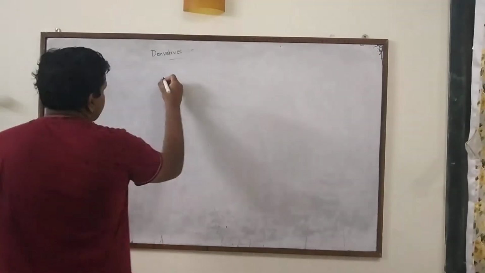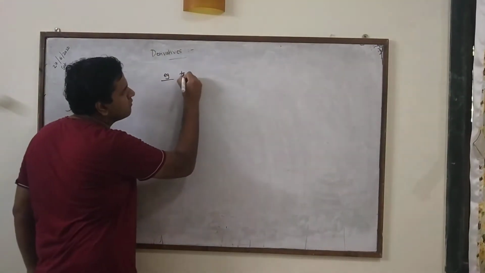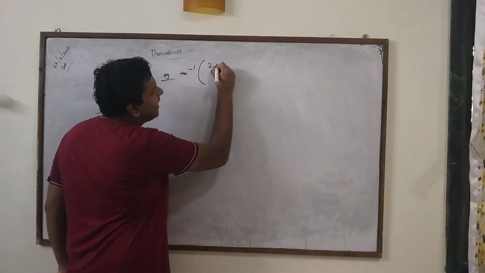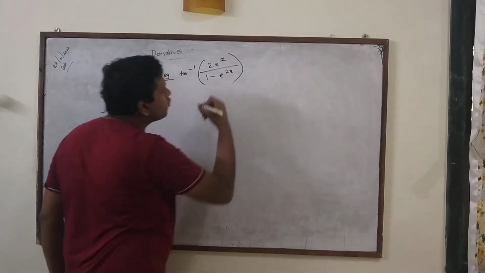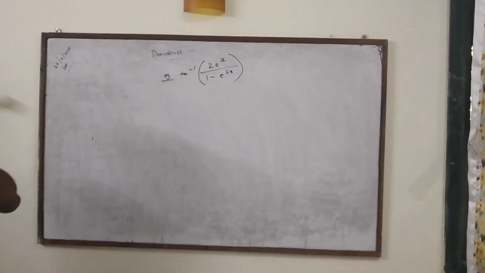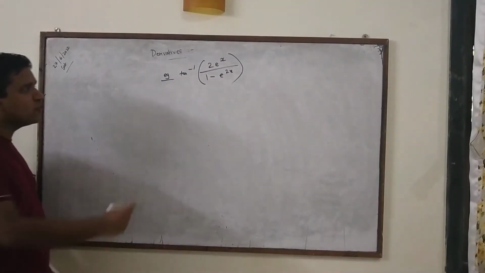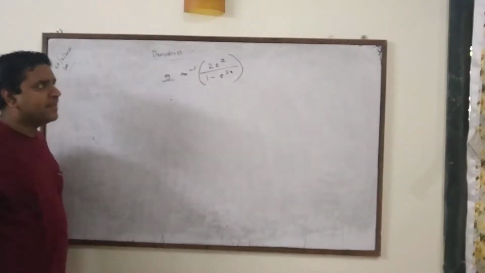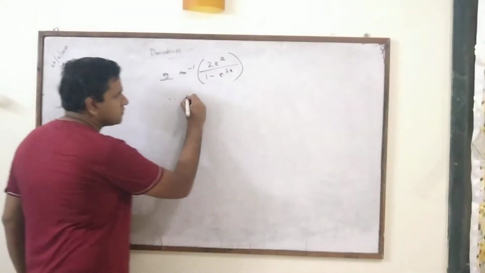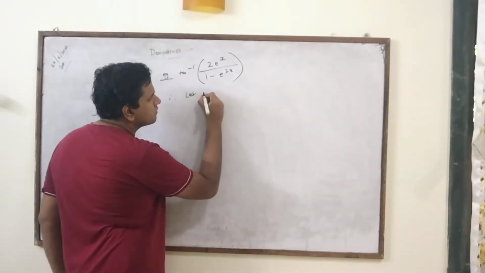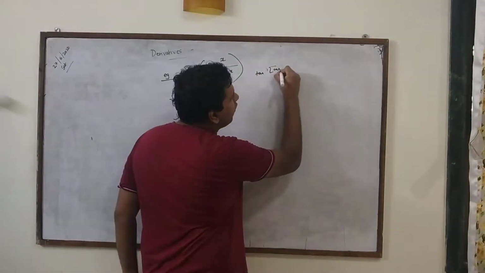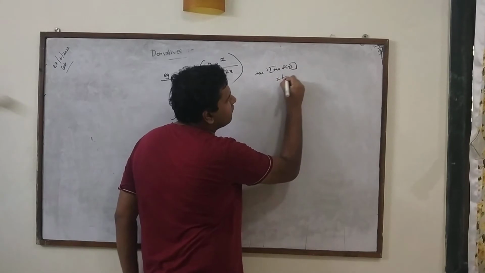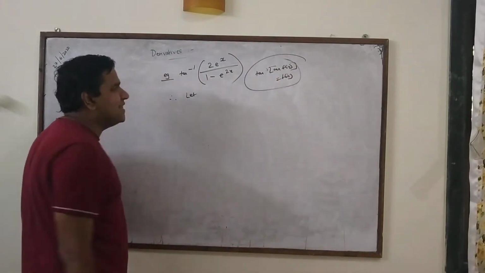Another sum, tan inverse 2e raised to x upon 1 minus e raised to 2x. Therefore, we let, again, this is of the form tan inverse. I want to establish it in tan inverse tan of a function, so I get the function itself.